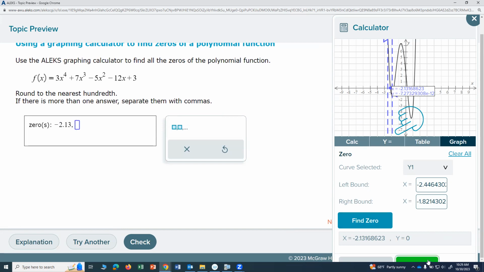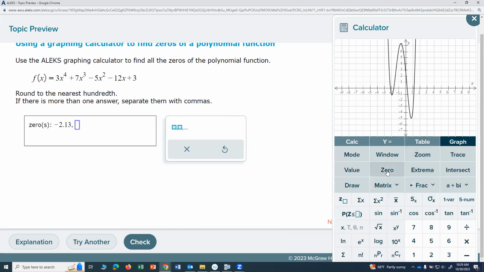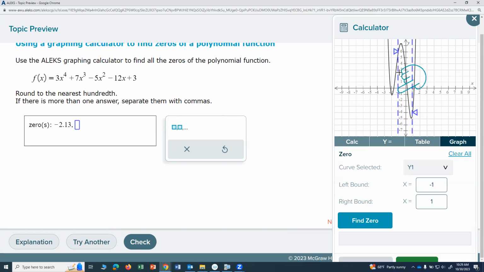I will go ahead and go back to 0. I'm going to find the next one over. So I go to the left and to the right of it. So notice I'm doing the next one over, the next place it crosses the x-axis. I hit find 0 and I get x equals negative 1.65.